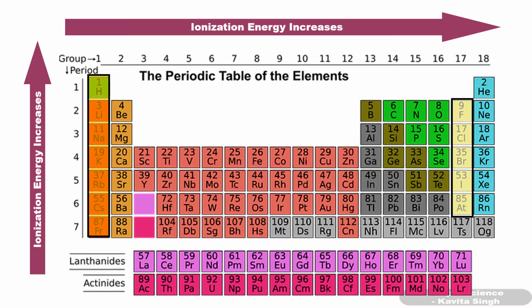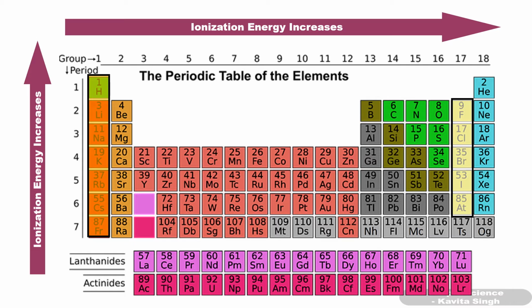Similarly, if you take rows, the bottom row or the seventh row, it has large area or size of the atom is very large. So the outermost electron or the valence electron will be less bound to the nucleus.